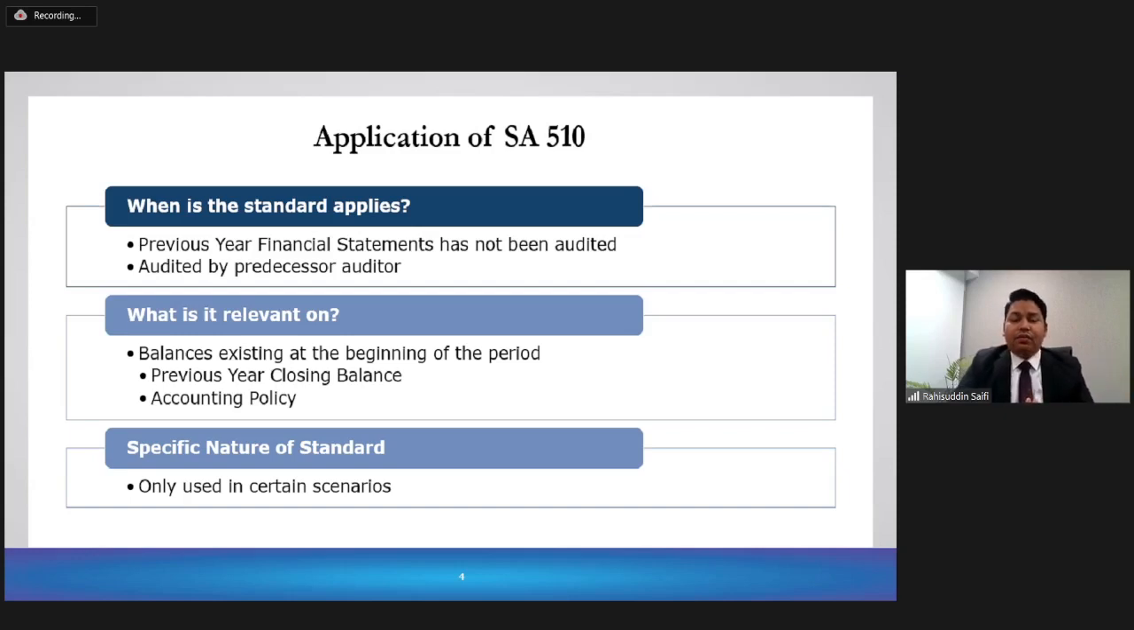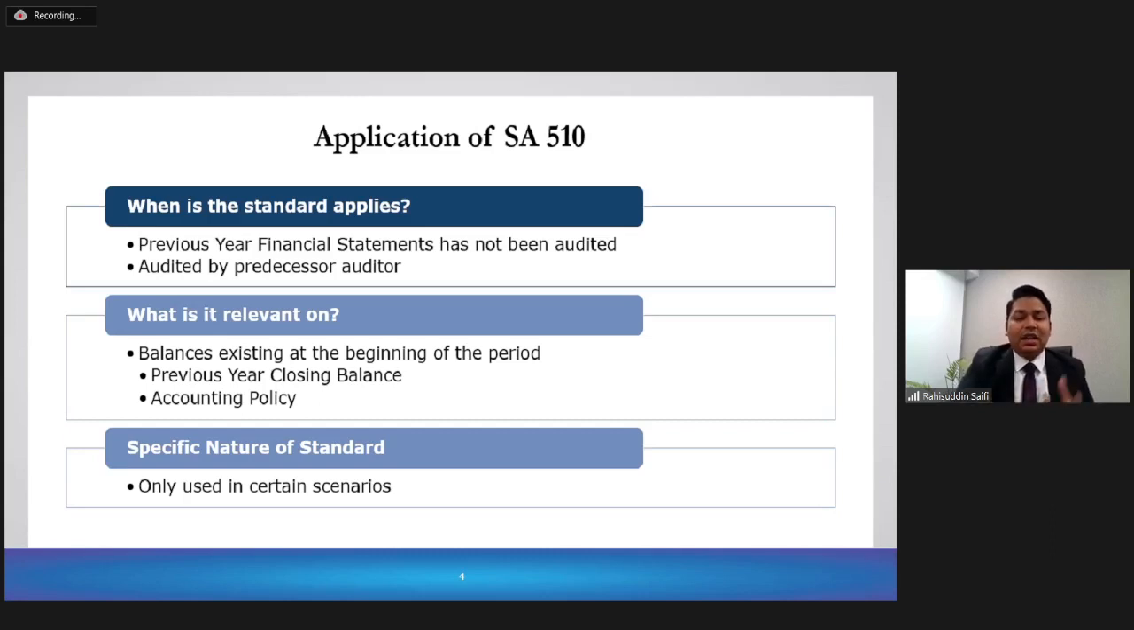And what do we need to do? What does this standard guide us, what is the expectation from the auditor by way of this standard? This standard asks us to check whether the closing balance of the previous year financial statements is coming correctly, and that those are not materially misstated and not affecting the current year financial figures.